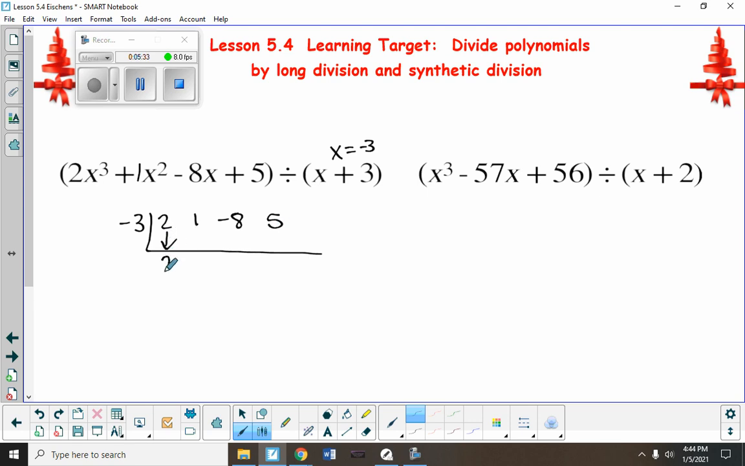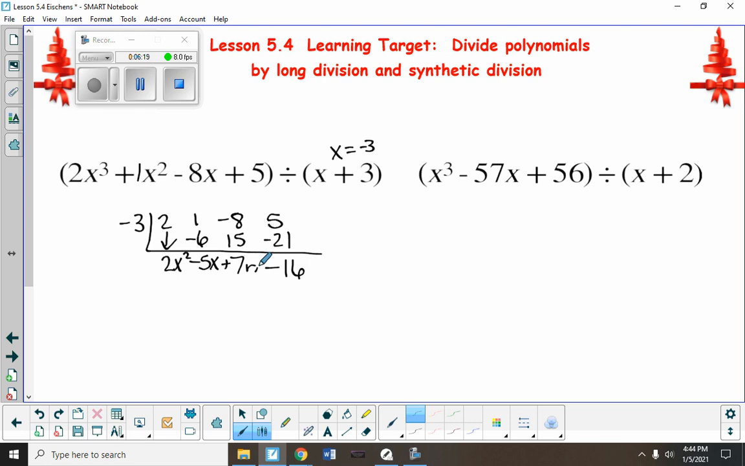Bring down, so you have a 2. Multiply, so we have a negative 6. So 1 minus 6 is negative 5, so we're adding. Multiply, you have 15. Add, you have 7. Multiply, you have negative 21. Add, you have a negative 16. Okay, so this is the remainder right here. So now if this is x to the third, this is going to be x squared. This will be a x and a plus 7, like that. All right, and then this is the remainder, and there's your answer.